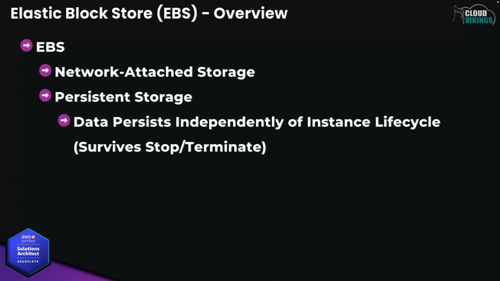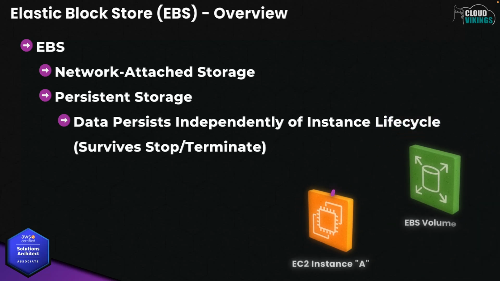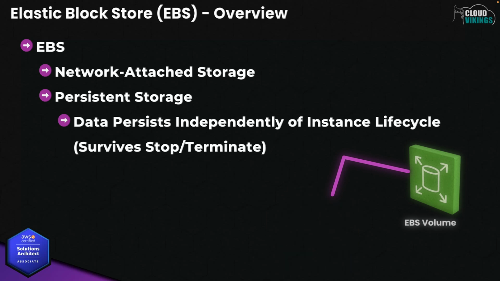Now, this is arguably the most crucial feature of EBS. It provides persistent block storage. And again, what does persistence mean here? It means EBS volumes exist independently of your EC2 instance's lifecycle. So if you ever need to stop your EC2 instance, maybe for maintenance or cost savings if you're shutting it down after hours, or even if you terminate it completely, the data on any attached EBS volume remains safe and sound.